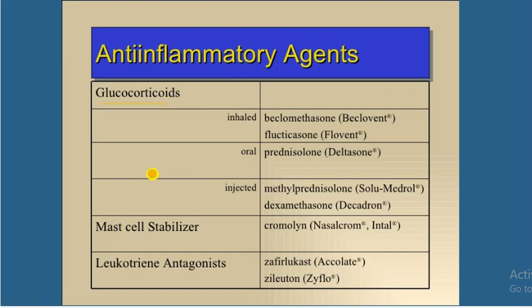Anti-inflammatory agents: glucocorticoids and mast cell stabilizer, cromolyn. Leukotriene antagonists: zileuton and montelukast. Zileuton is specific for inhibiting the lipoxygenase enzyme. Montelukast is blocking the leukotriene receptor.